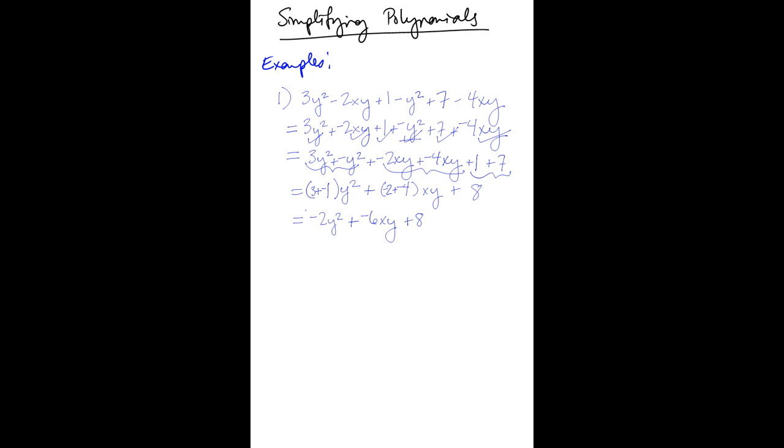So this is it. I have simplified my polynomial. I no longer have anything I can put together. I could also, if you prefer to write all adding negatives as subtraction, write this as negative 2y squared minus 6xy plus 8. That would also be an acceptable answer.